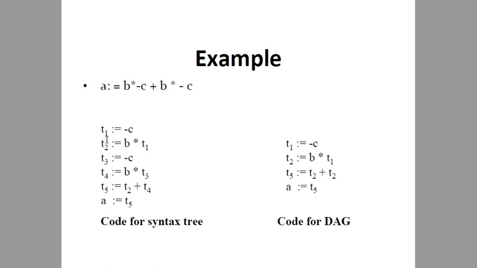So T1 is storing the value of minus c, and T2 is doing the computation b * T1. Again T3 is storing the value of minus c, and T4 is doing the same thing as T2 was doing. So this part is redundant, still it is done for the syntax tree, and it is of no harm, only the code length increases. The DAG version is a very compact form. Here the value of minus c is computed only one time and stored in T1, whereas T2 is added twice with itself. So the generation of the codes may look different, but the results are the same.